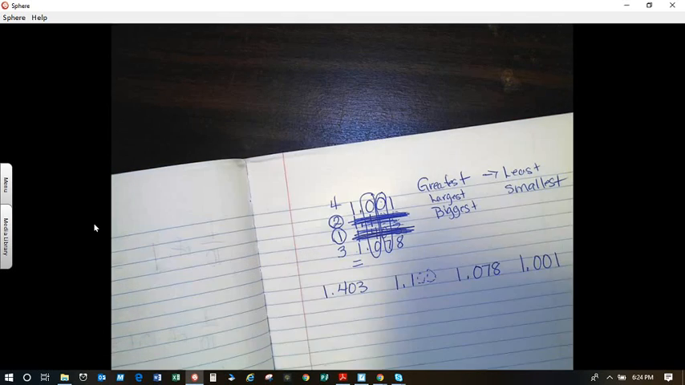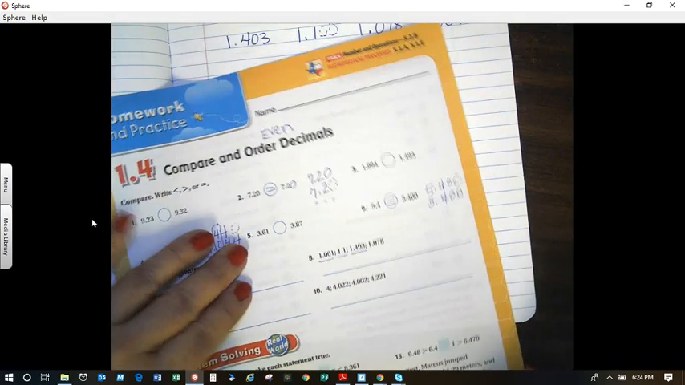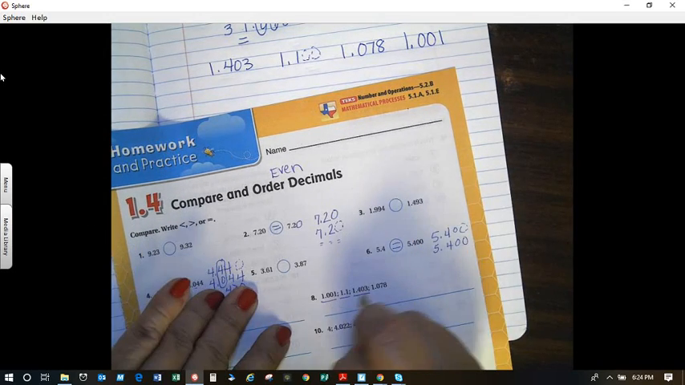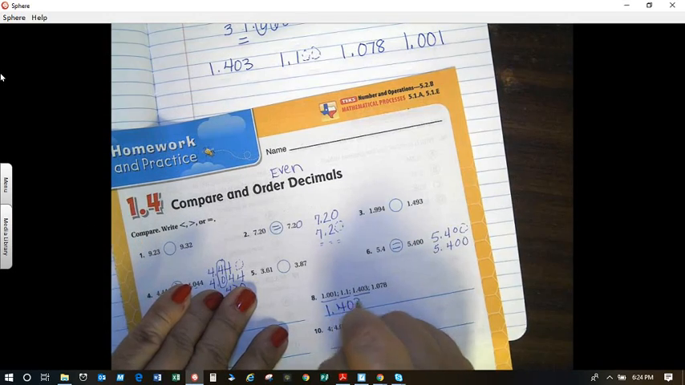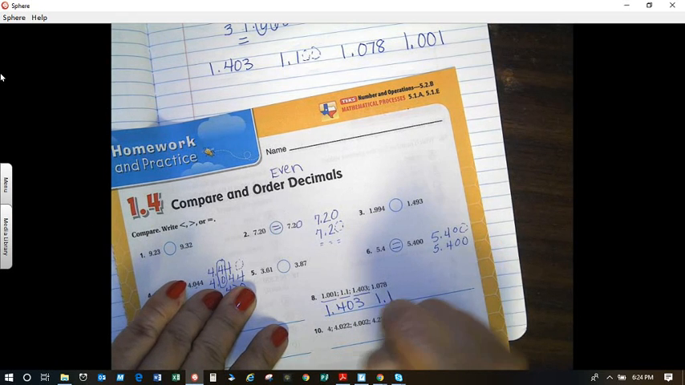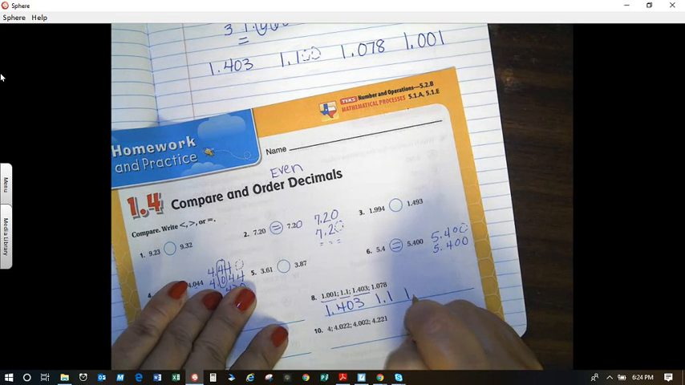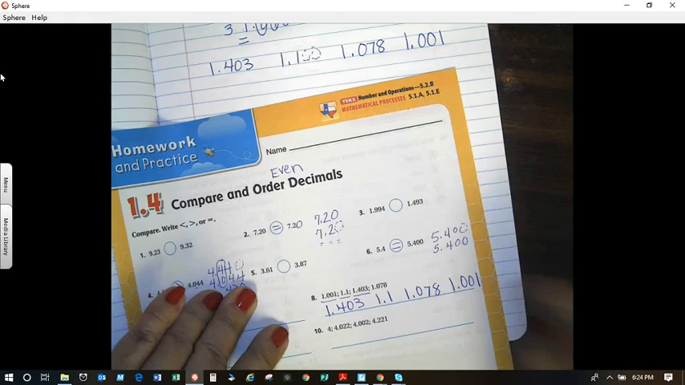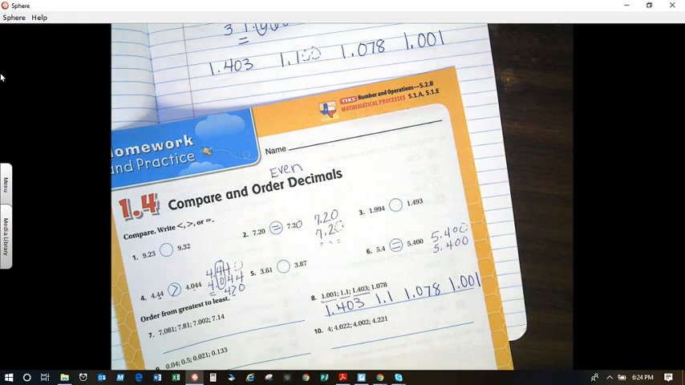So I'm going to bring this back up. I'm going to bring my work here. Try not to tilt it too much. And then I'm going to have my first one, 1 and 403 thousandths, 1 and 1/10, 1 and 78 thousandths, and 1 and 1 thousandths. And there you go. Remember, when you're lining them up, follow the same strategy that we were working on today.